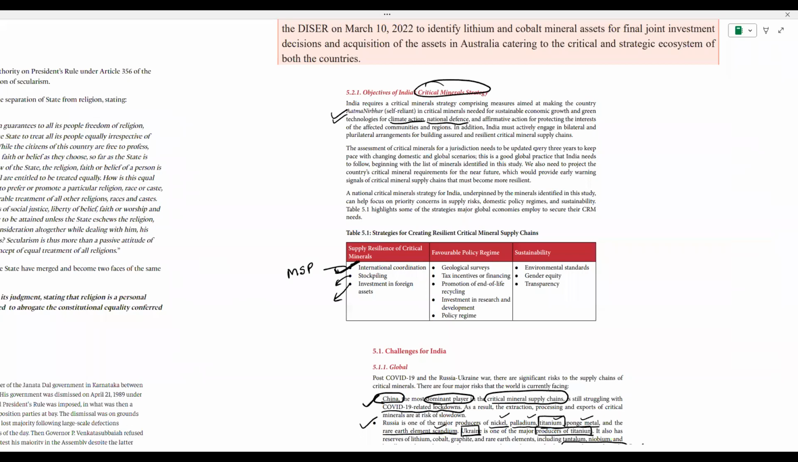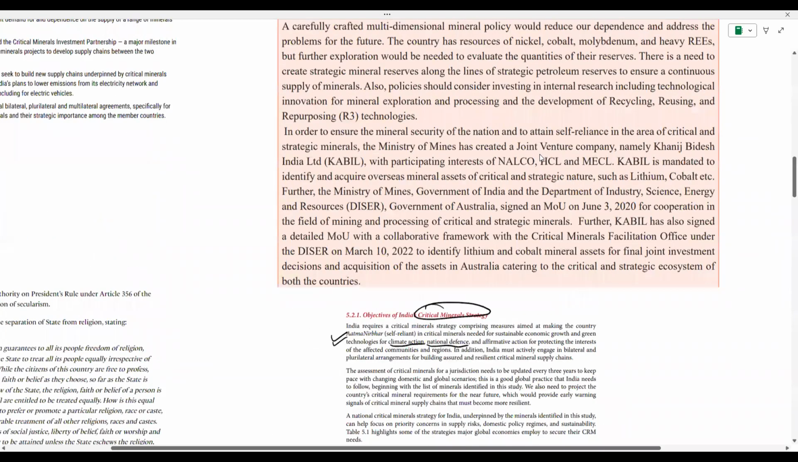Can you give an example? Where is India investing in foreign assets? It is our dear friend Australia. India is investing in lithium and critical minerals in Australia. Which company is investing? Kabil. You know Kabil? Let me show you Kabil.